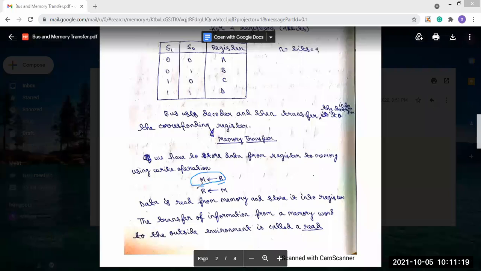And what is memory read? Just the opposite. Memory read means the data that is stored in the memory, we are reading that particular data.